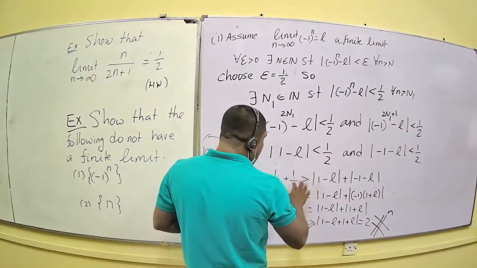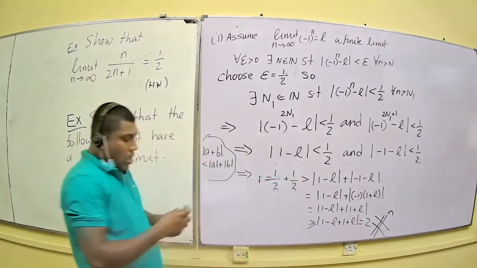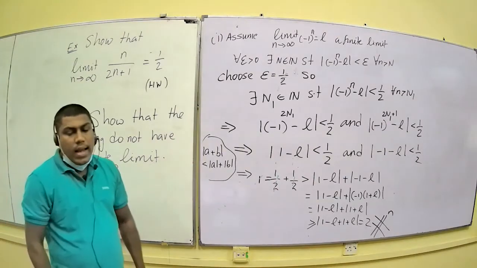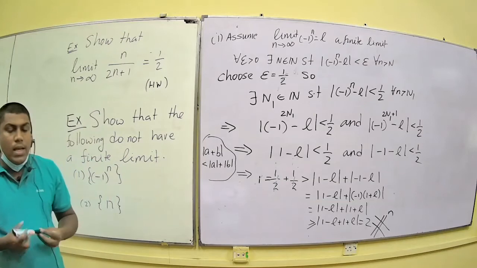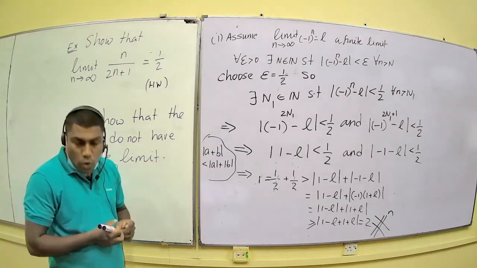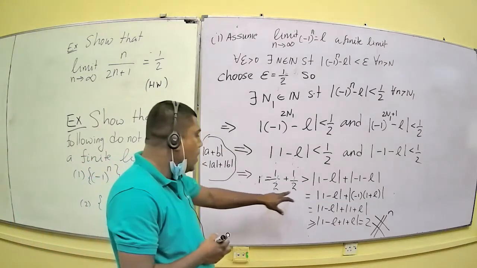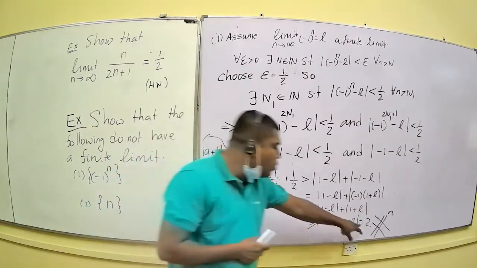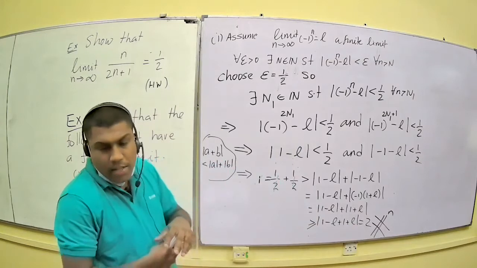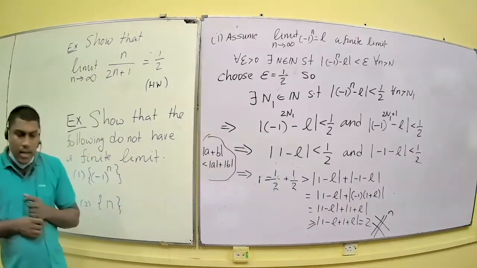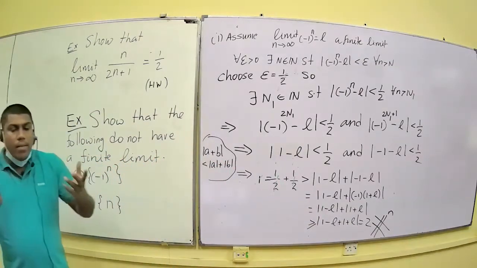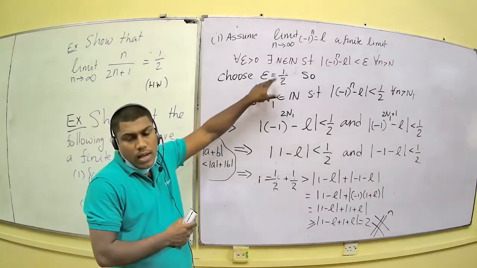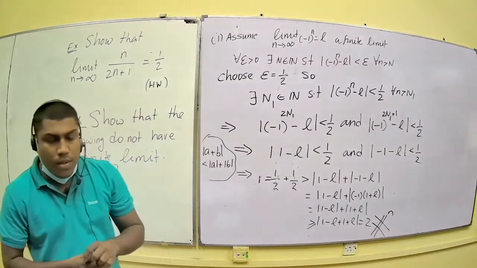That means when you add these two epsilons, it has to be something smaller than 2. When you add these two numbers, this number must be smaller than 2. Only then will you get the contradiction; otherwise, you cannot get the contradiction. So here you are making up the contradiction, and you are free to choose your epsilon. That is why I choose 1 upon 2.